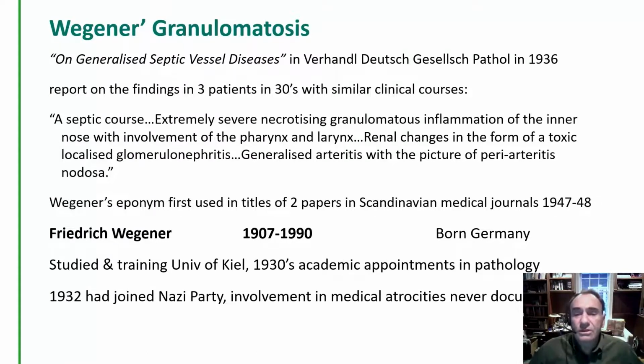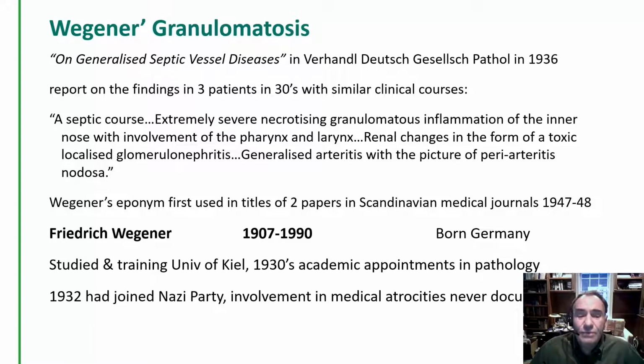Wegener's granulomatosis. So Wegener wrote a paper called On Generalized Septic Vessel Diseases in a German pathology journal in 1936. It was a report on the findings in 3 patients, all of whom were in their 30s, who had very similar clinical courses, described as a septic course with extremely severe necrotizing granulomatous inflammation of the inner nose with involvement of the larynx and pharynx. Renal changes in the form of a toxic localized glomerulonephritis were seen pathologically, generalized arteritis with a picture of periarteritis nodosa. So that was a 1936 description.